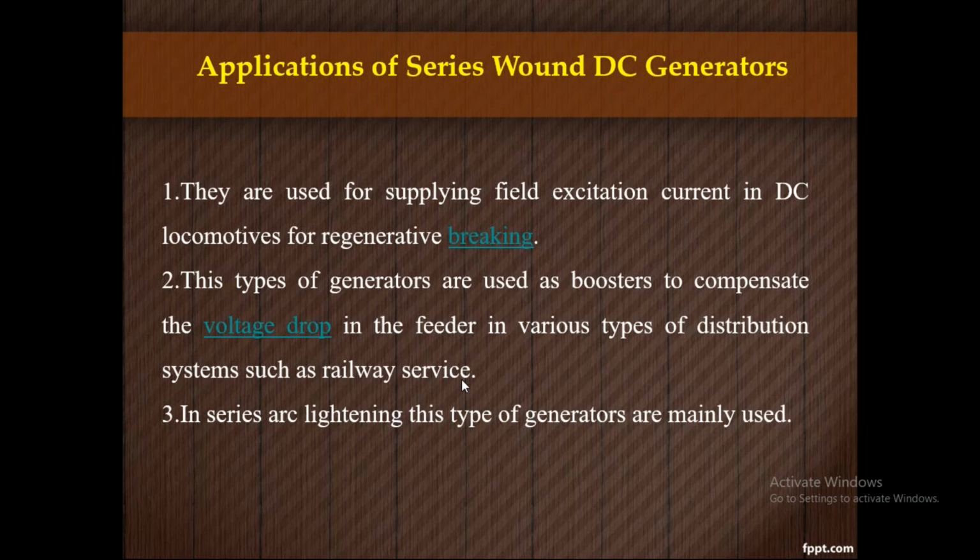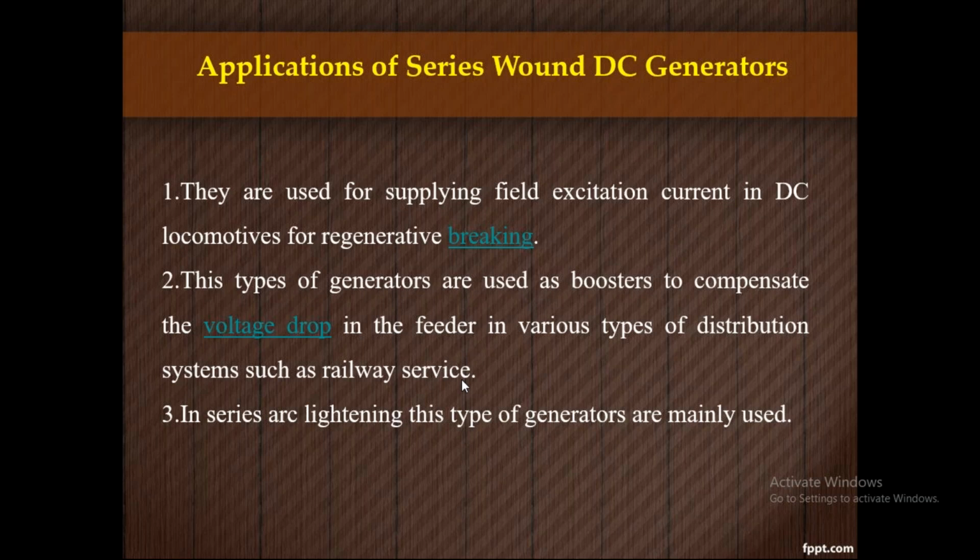At the same time, this type of series generator we are using in the railway service. ఓకే? ఇప్పుడు ప్రజెంట్ ప్రతి ఒక్క ట్రైన్ వచ్చేసి ఎలక్ట్రికల్ సప్లై తో రన్ అవుతుంది. ఓకేనా? సో ఇన్ దట్ if you want to make that constant speed in the train, we need to provide that constant voltage. Okay na? So when we can get the constant voltage, that means when we are using the series wound generator like a booster in the feeder line, then the speed of the train will be constant.